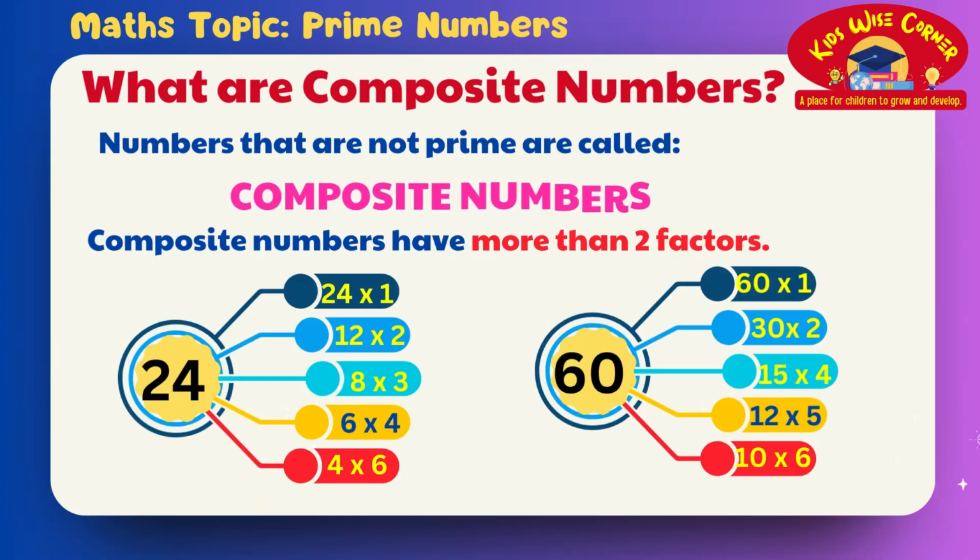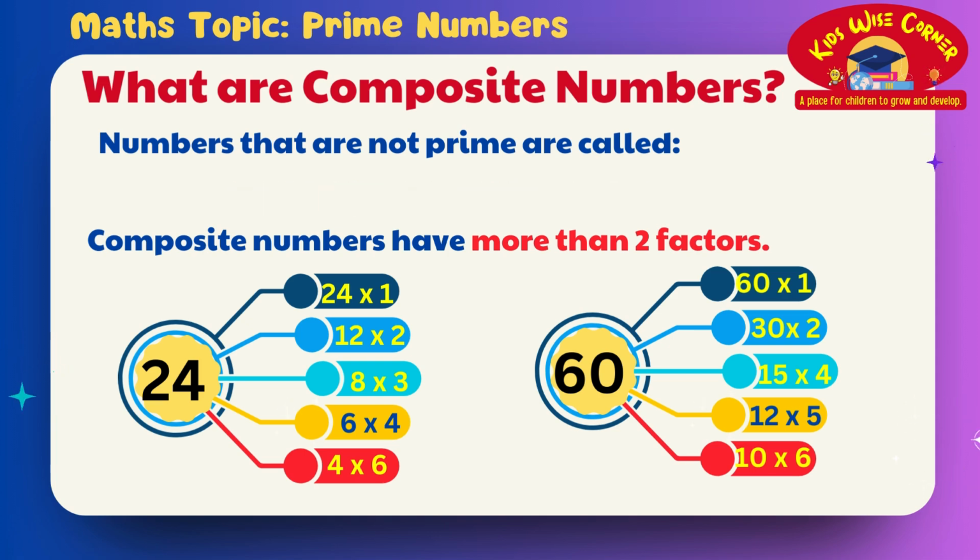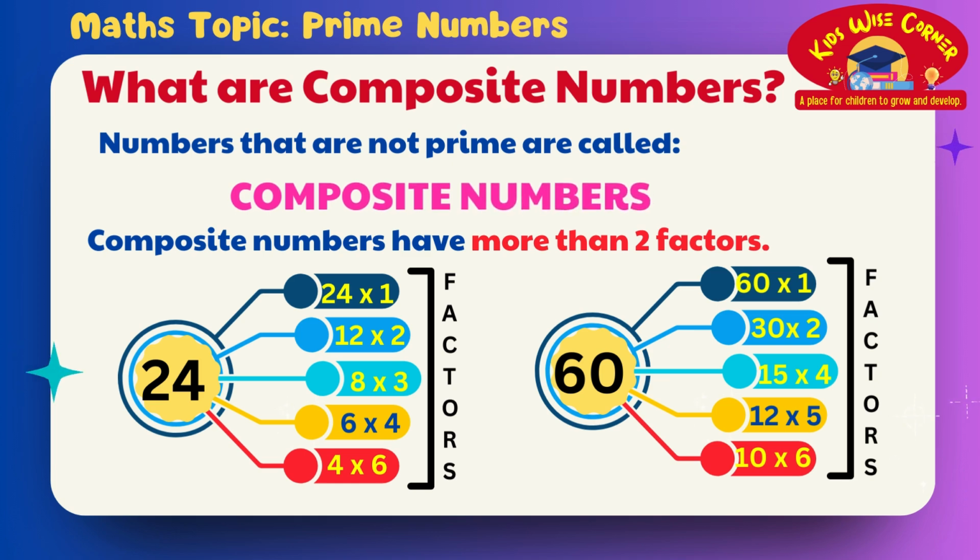On the other hand, numbers that have more than 2 factors are called composite numbers. For instance, let's take the number 24. It can be divided evenly by 1, 2, 3, 4, 6, 8, 12, and 24 itself, making it a composite number.